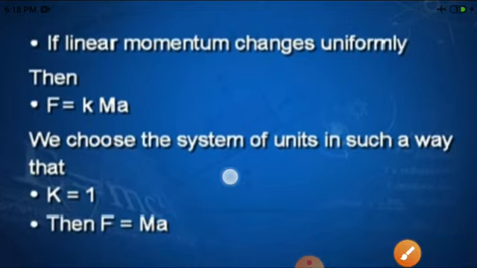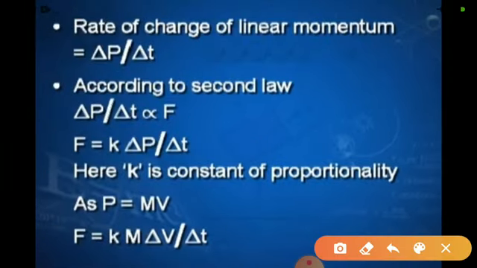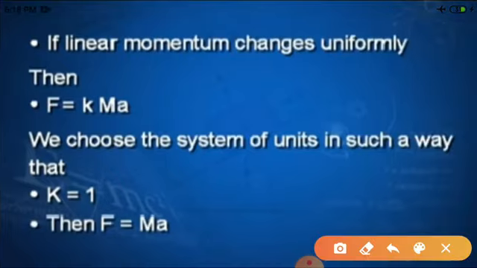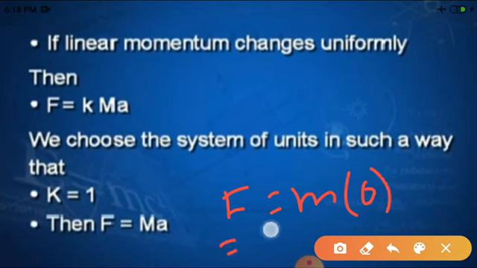One more thing students here, if the object is moving with constant velocity, that is delta v is equal to 0, there is no change in velocity, it means the acceleration of the object is 0, and if acceleration is 0, then F is equal to m into 0, so this force becomes 0. So you can say no force is required to move a body with uniform velocity because the change in velocity is 0.